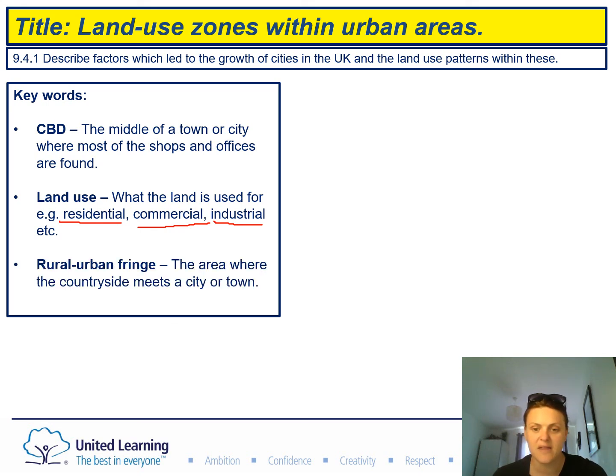And this term here, the urban or rural urban fringe. This is the area where the countryside meets the town or the city. So right at the edge, the end of the city, and then where countryside starts to happen.